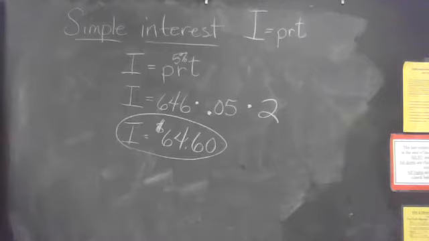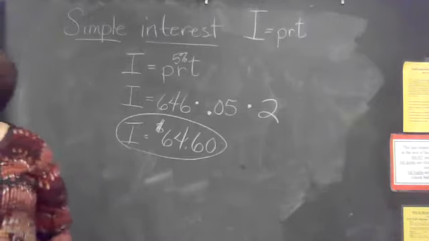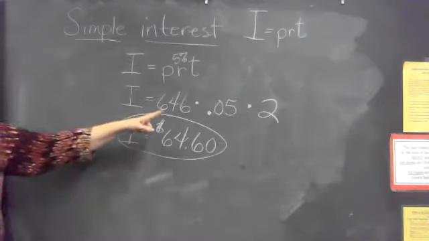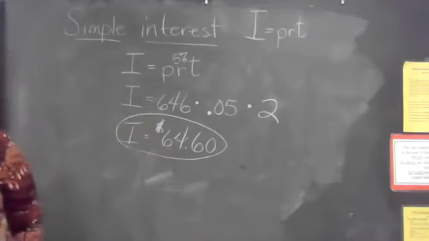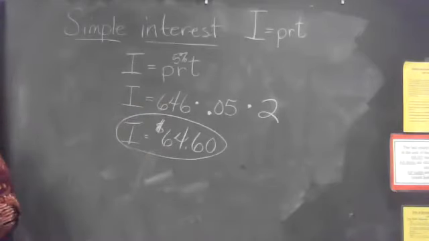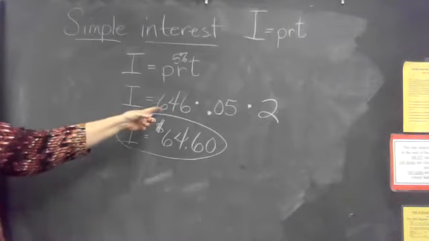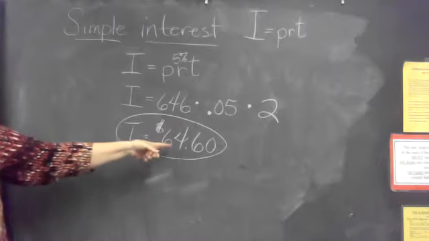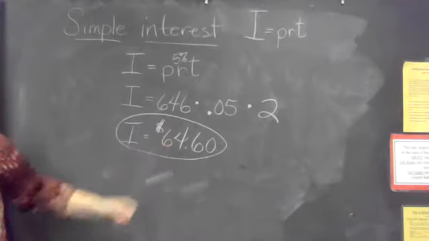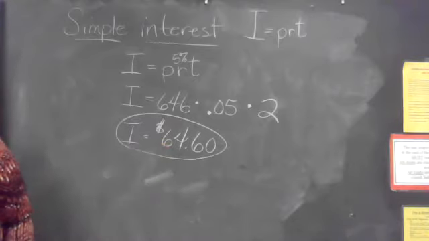Divide it? No. Now, don't guess. Just think about it. Multiply. You put $646 in that bank and it's earning interest. So at the end of 2 years, they didn't take this out. They gave you more. So at the end of 2 years, how are you going to figure out what you have in that account? Multiply.